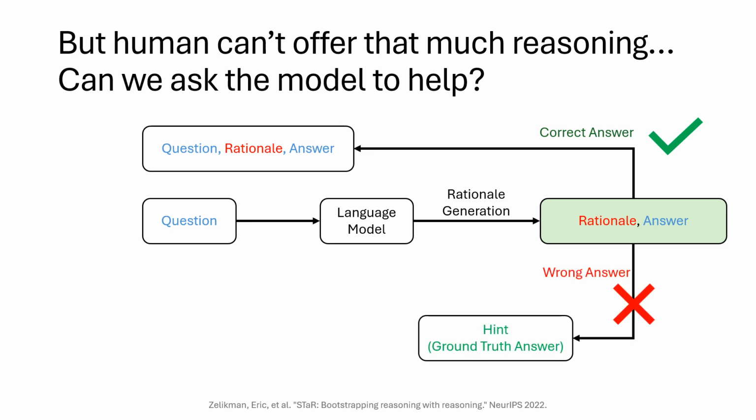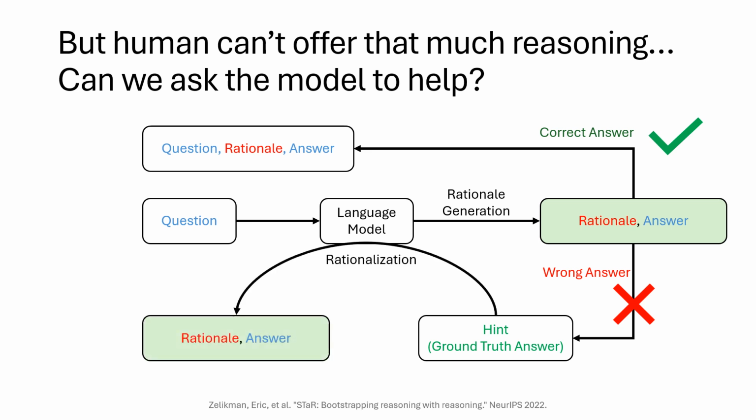But if unfortunately this answer is incorrect, we would then give the ground truth answer as a hint and re-prompt the model to generate a better rationale and answer. And if this time the answer is correct, we would also augment this new rationale to the original data set. After we have collected this many chain of thought data sets, then we can fine-tune the language model to do this.